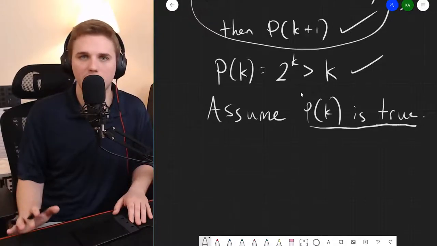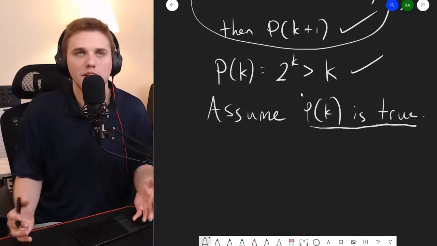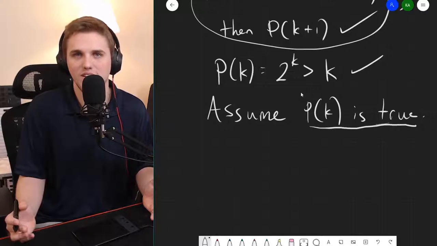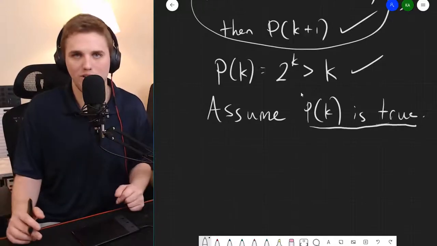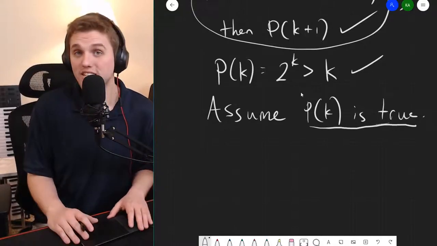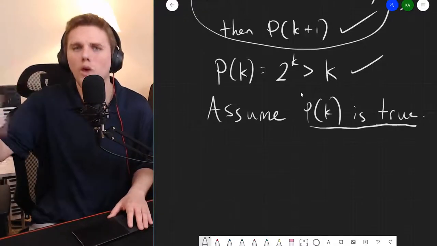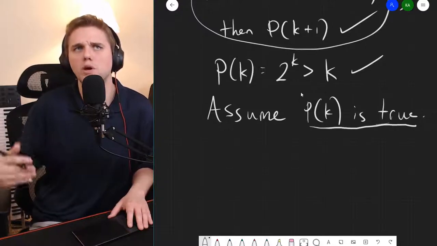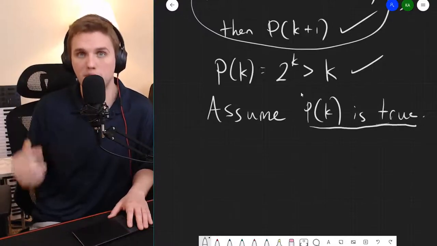We're not going to verify anything. We can't verify anything because we don't even know what K is. So we can't plug and chug anymore. That's not going to help. We don't know what K is. So because of that, we have to use the other method, the weird method I showed earlier. We have to somehow build P of K plus 1 from P of K.